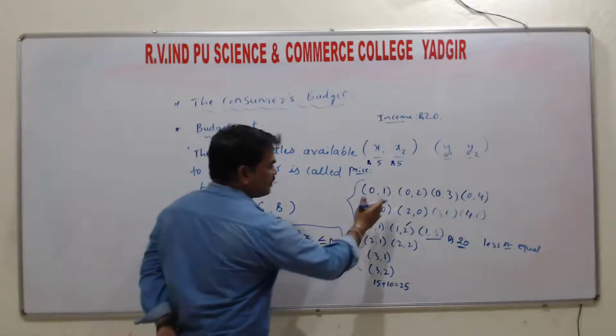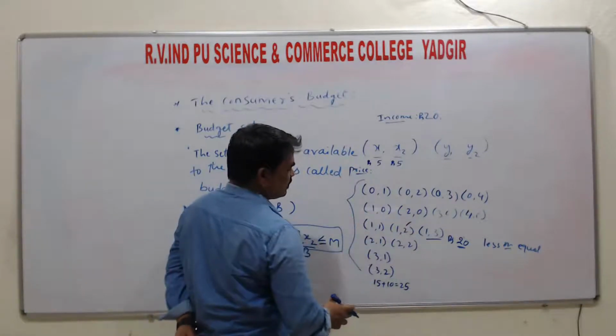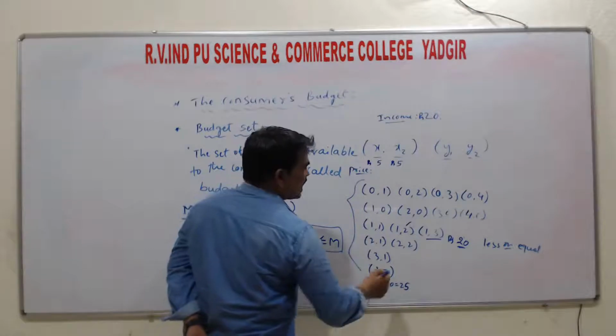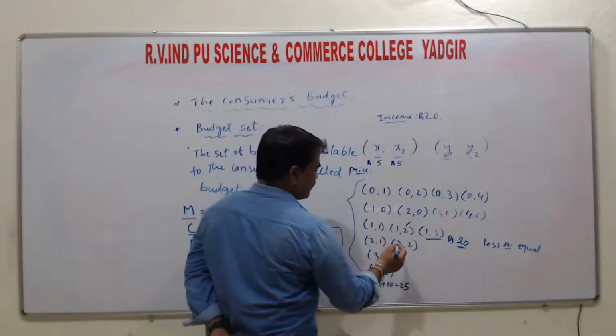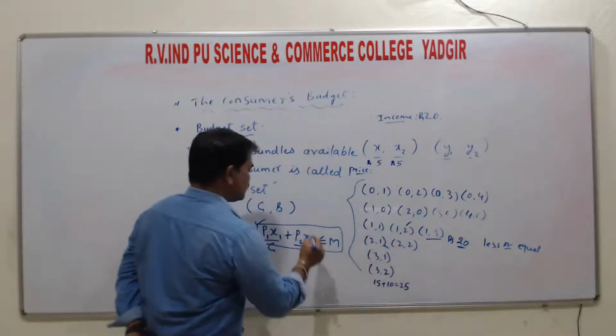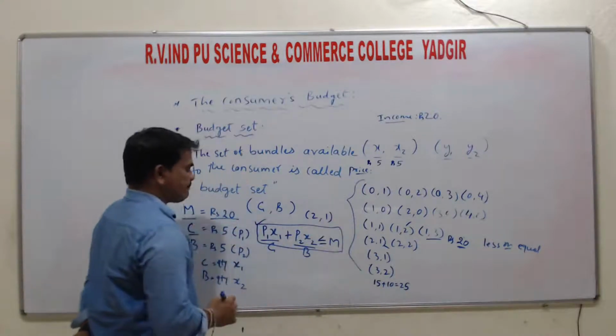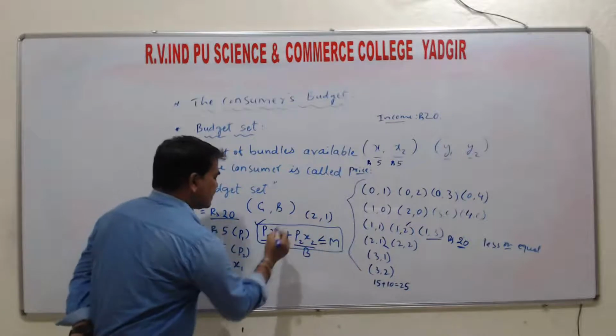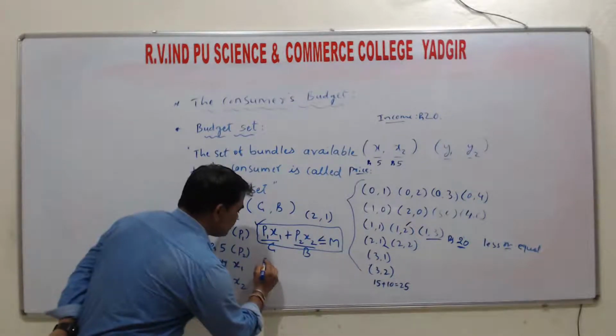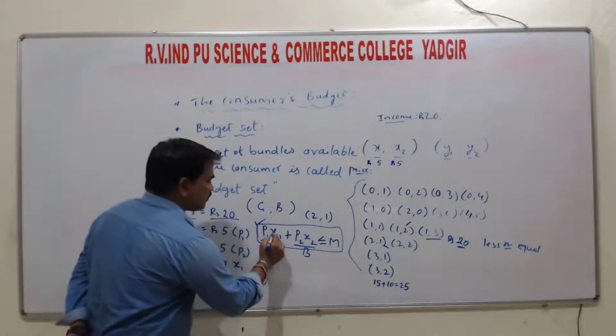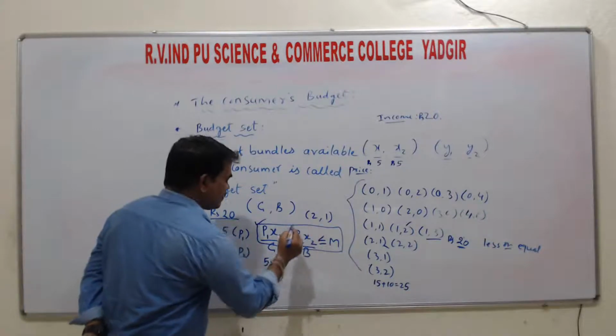Now I'll select any bundle from this set. I'll go with this one: 2 chocolates, 1 biscuit. Okay, the price of the chocolate is how much? 5 rupees, into the quantity of chocolate, how much have I taken? 2.